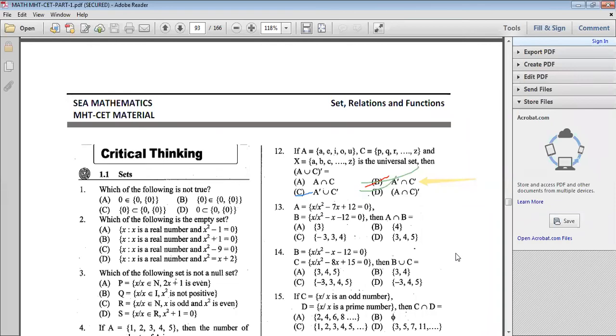Now look at the 13th problem. They have given the two sets here. First set is A, that is the solutions of that equation x square minus 7x plus 12 equal to 0. What are the roots of x square minus 7x plus 12? It is a quadratic equation, right? What are its roots?